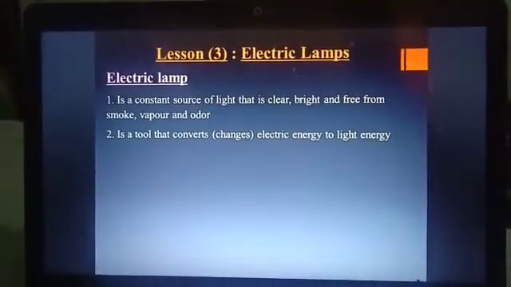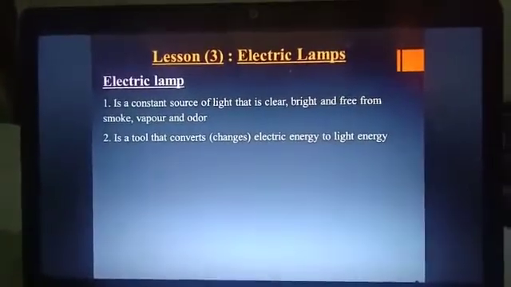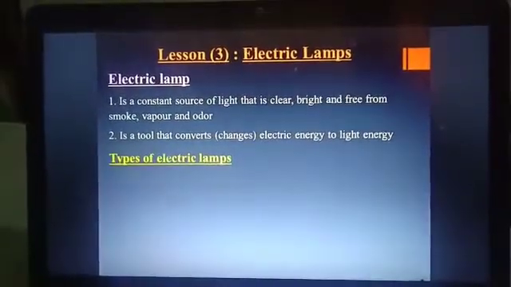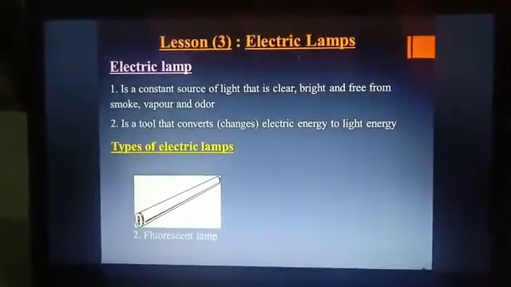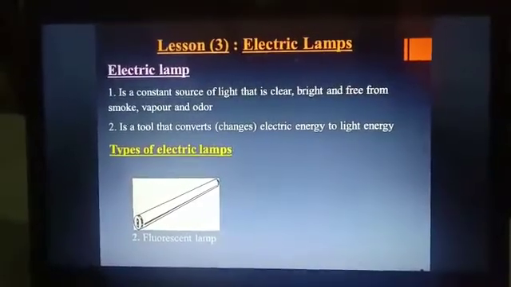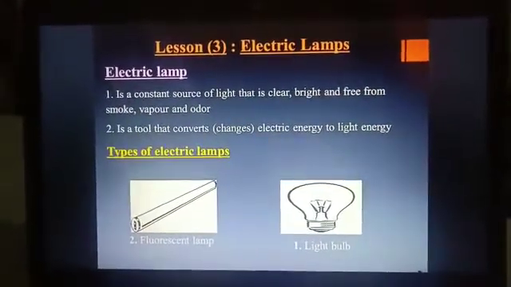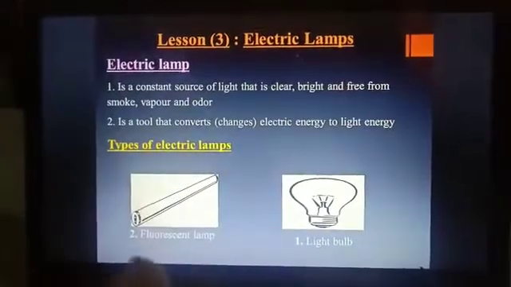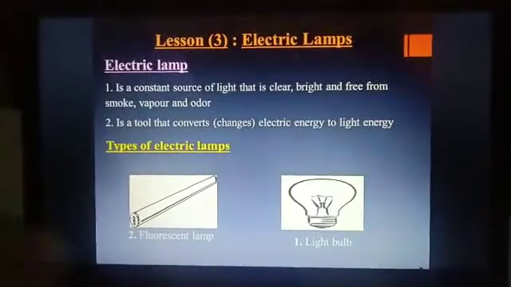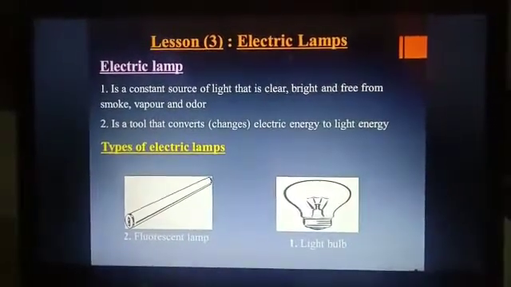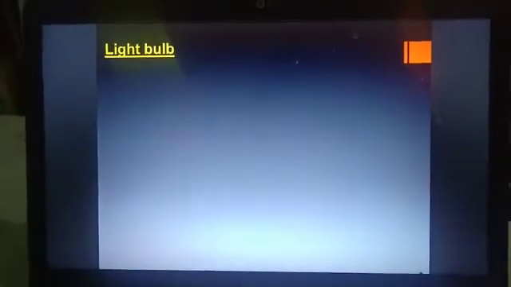But electric lamp has many types. So, let's see what are the types of electric lamps. Electric lamps are divided into two types: fluorescent lamp and light bulb. So you can see the fluorescent lamp and light bulb. The fluorescent lamp is tall and the light bulb is like a ball. Let's start with light bulb.